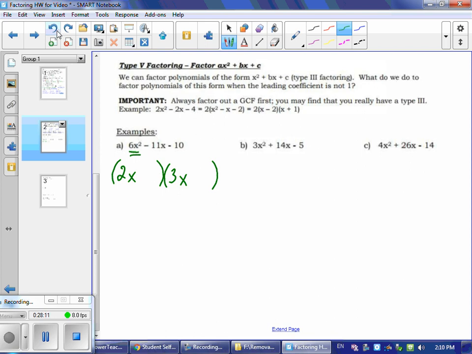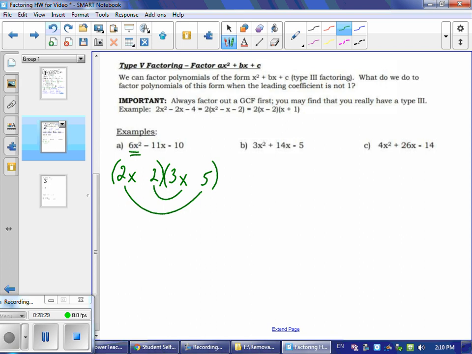So 1 and 10 definitely was not a good possibility. How about 2 and 5? Let's try 2 and 5. If I put a 2 here and a 5 there, now if I do my outsides, I get 10. If I do the inside, I get 6. 10 and 6 does not add or subtract to 11.